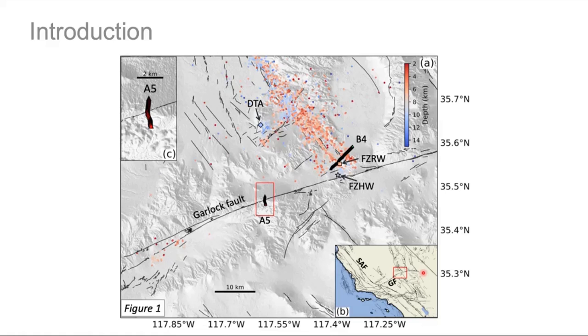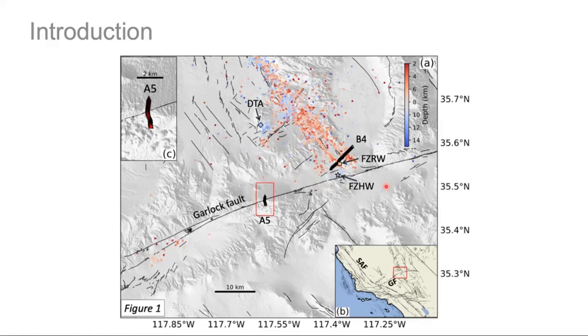Data recorded by two dense linear arrays, B4 and A5, are used to infer internal structure of the Garlock fault zone. Both arrays were deployed after the 2019 Ridgecrest sequence and recorded continuously in the field for about 1 month. The station spacing is 100 meters, and the array aperture is 8 km for array B4 and 2 km for array A5.